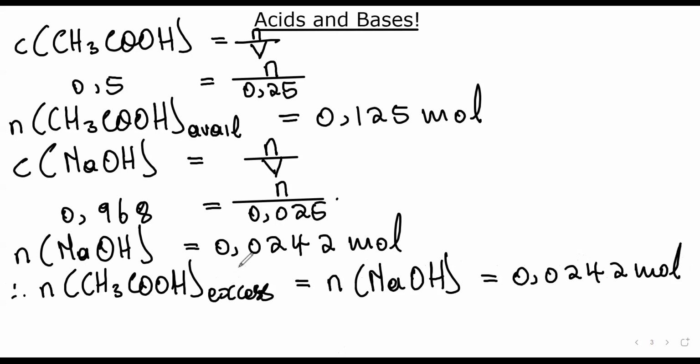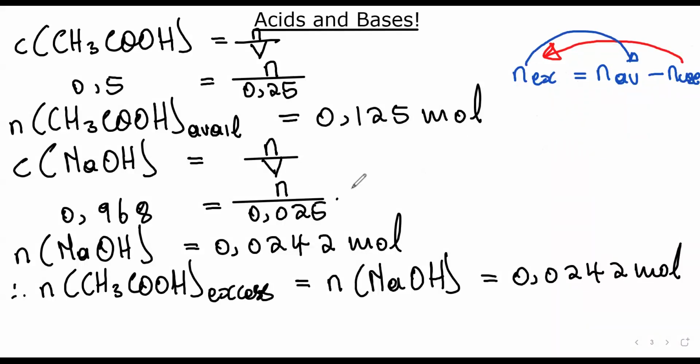So now we know the moles in excess, and we also know the available number of moles. And you remember that the number of moles in excess is equal to those that are available minus those that are used or those that reacted. What we are looking for is those that are used. So you can take your used to the left-hand side and take your excess to the right-hand side.